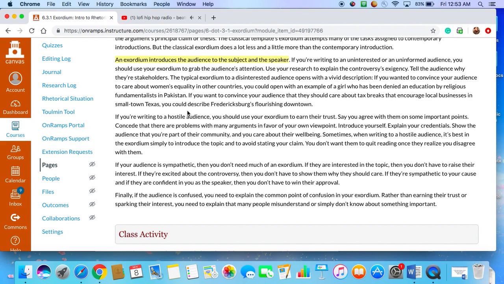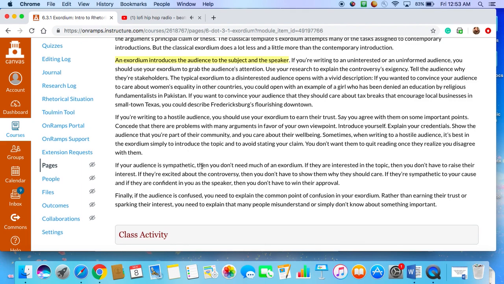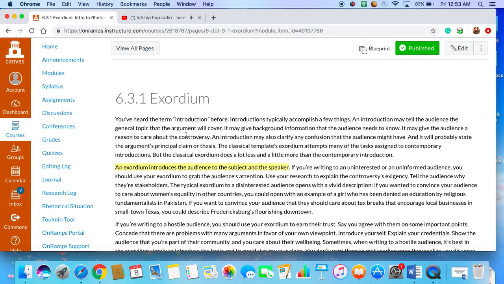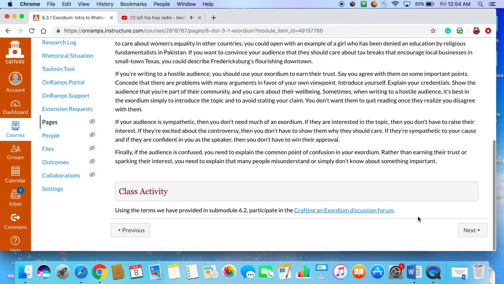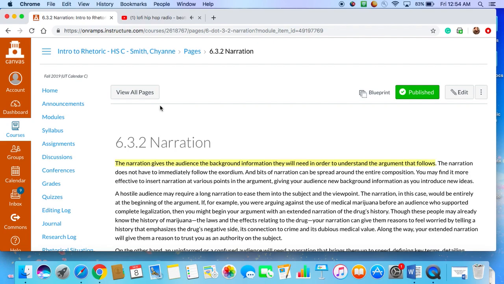Because the more confused or the more blatantly hostile they are, the harder it's going to be, and the more explicit you're going to have to get in explaining your argument, explaining your evidence, and breaking it down. But yeah, so think of your exordium as your hook, establishing for your audience what the subject is and why they should care. Okay, so after you've done your exordium, you're going to transition into the narration.